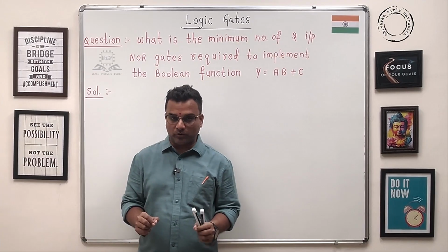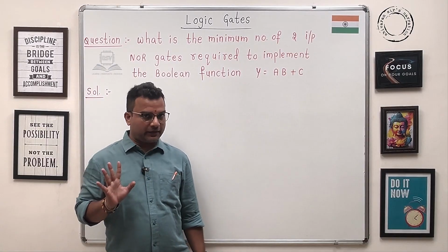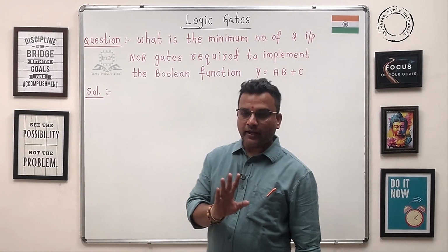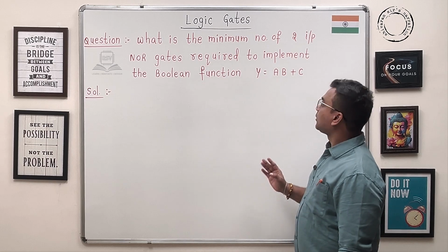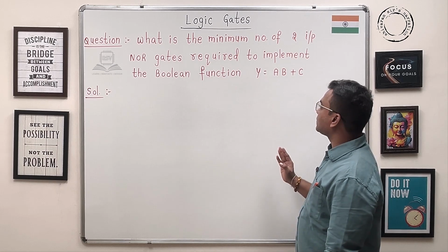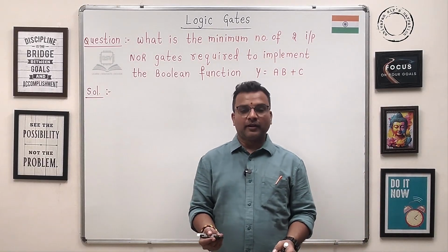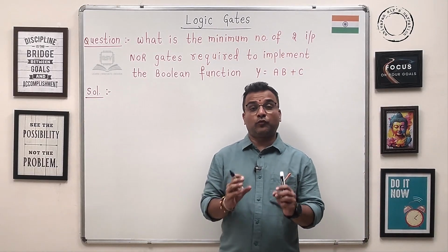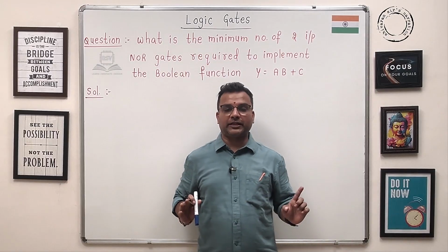We are going to discuss the implementation using two input NOR gates. That's it. Without any delay, let's start. What is the minimum number of two input NOR gates required to implement the Boolean function y is equal to AB plus C? Guys, we have already given the link related to the foundation for this particular question in the description. You can check it out.